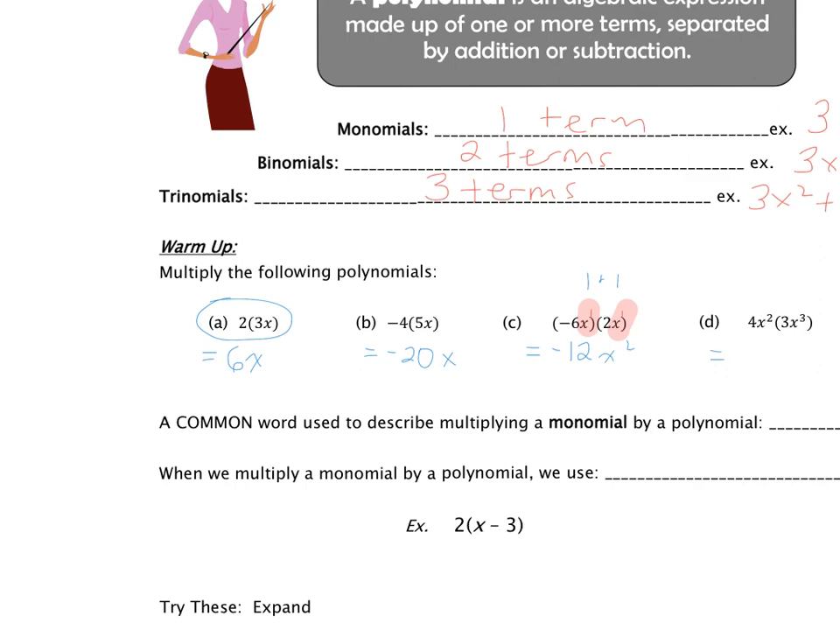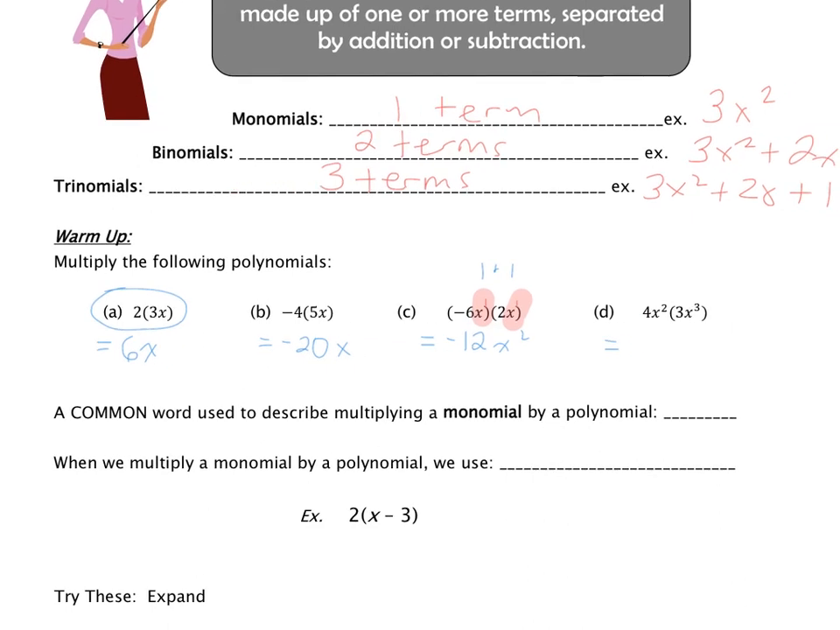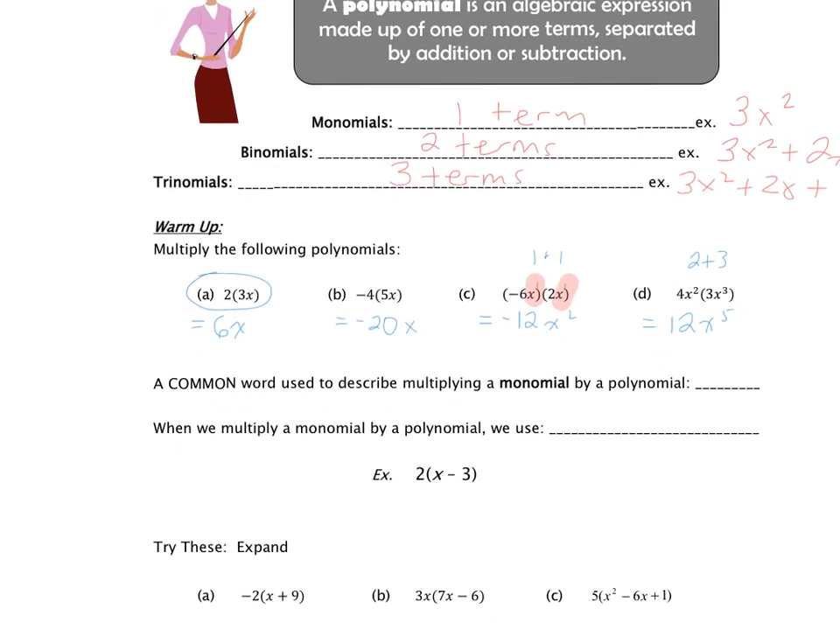We can apply that to the next one as well. We have 4 times 3, which gives us 12. If we look at just the coefficients, then we look at our variables. We have x squared and x cubed. Once again, we're keeping the base of x the same but adding the exponents. 2 plus 3 gives me an exponent of 5. That should feel like a review from last year.